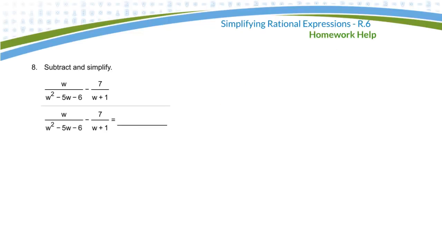Oh, here's a minus one. Speaking about tough ones. Okay, let's start it then. So first thing, factor the bottom. Looks like it'll be w minus 6, w plus 1. Does that work out? Yep. Minus 7 and w plus 1.